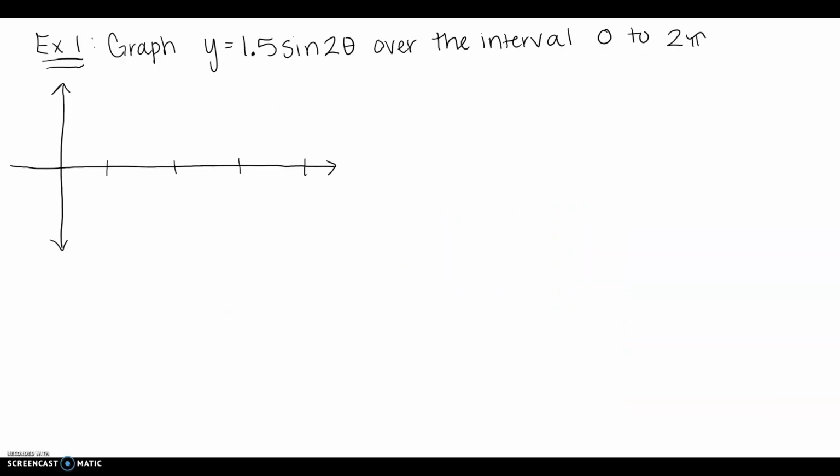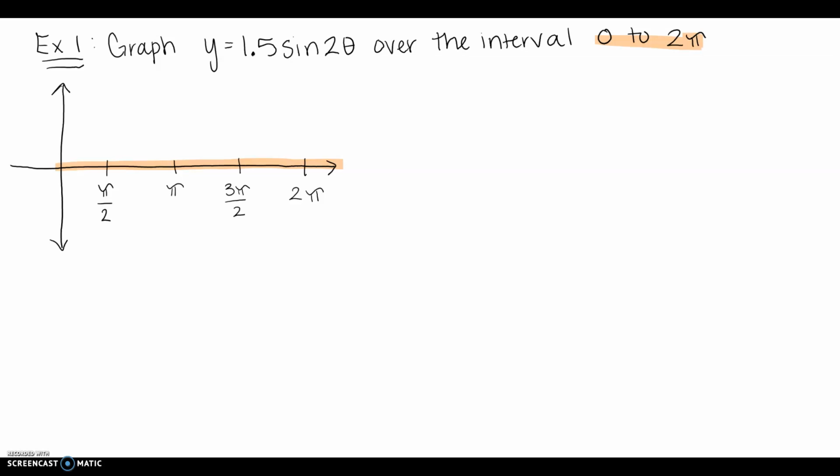Okay, so here's our first example. It says graph y equals 1.5 times sine of 2 theta over the interval 0 to 2 pi. So this interval, 0 to 2 pi, tells me what is going to be on my x-axis. We can go ahead and fill this in. We know we need to go out to 2 pi. So I'm going to use the right angle markings on your unit circle: pi over 2, then pi, then 3 pi over 2, and 2 pi. So this would be my 0, and then it goes out to 2 pi.